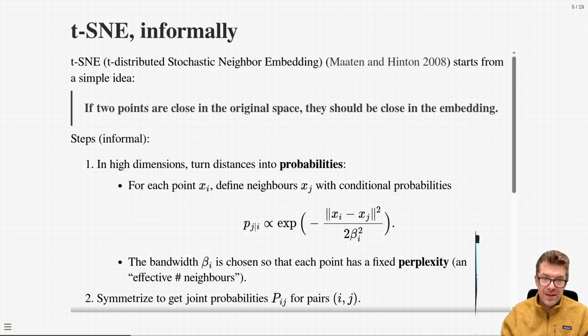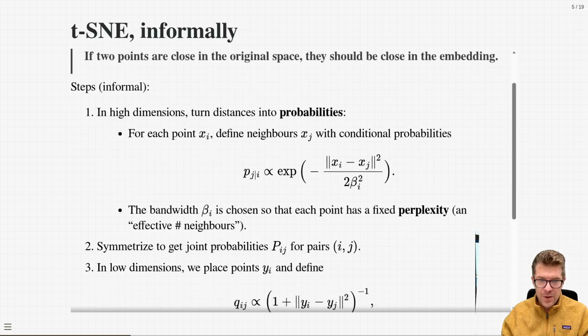So the core idea of t-SNE is pretty simple. If 2 points are close in the high dimensional original space, they should end up close together in the 2-dimensional plot. And if they're far apart, the algorithm doesn't really care that much about their exact distance. So there's a few steps.